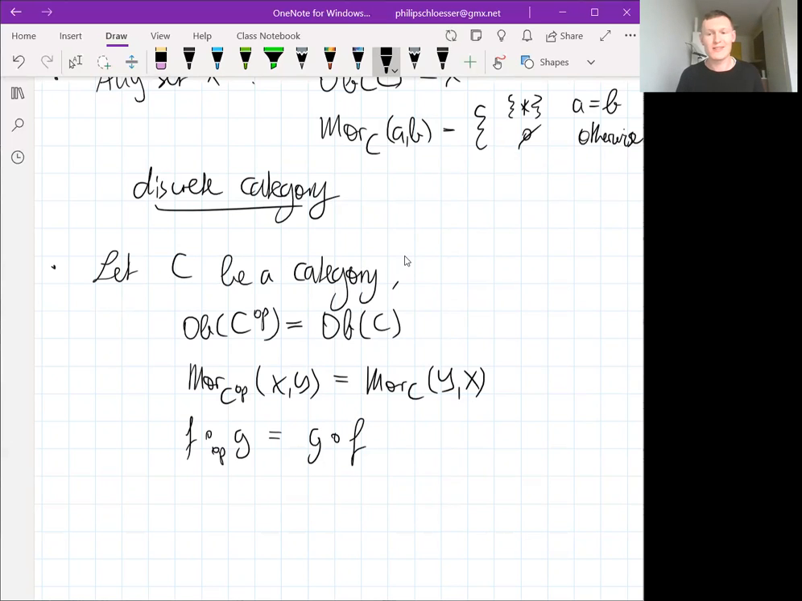So what op does is basically reverse all of the arrows and leave everything else intact. And this is just a purely syntactical device, because sometimes we will encounter functors that reverse the arrows, and then we can say, okay, reversing the arrows is just the same as going to the opposite category, and then it doesn't reverse the arrows anymore.